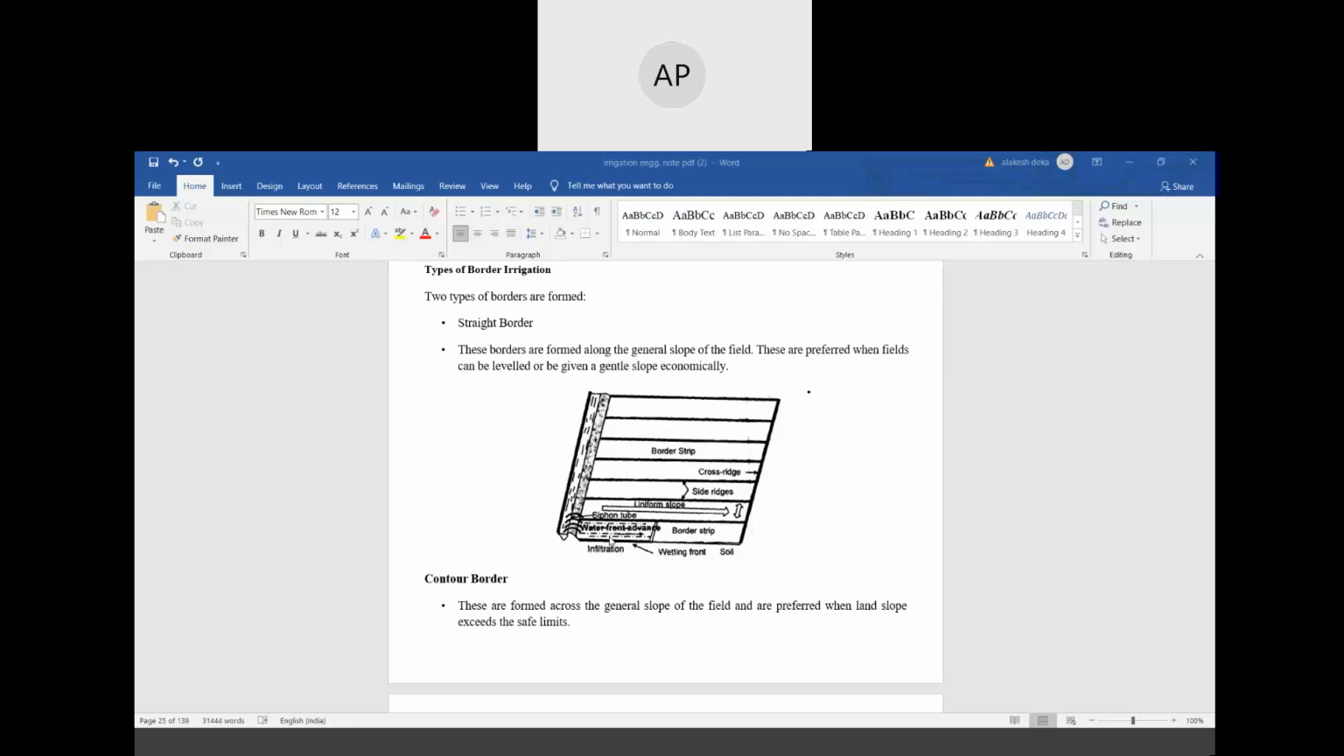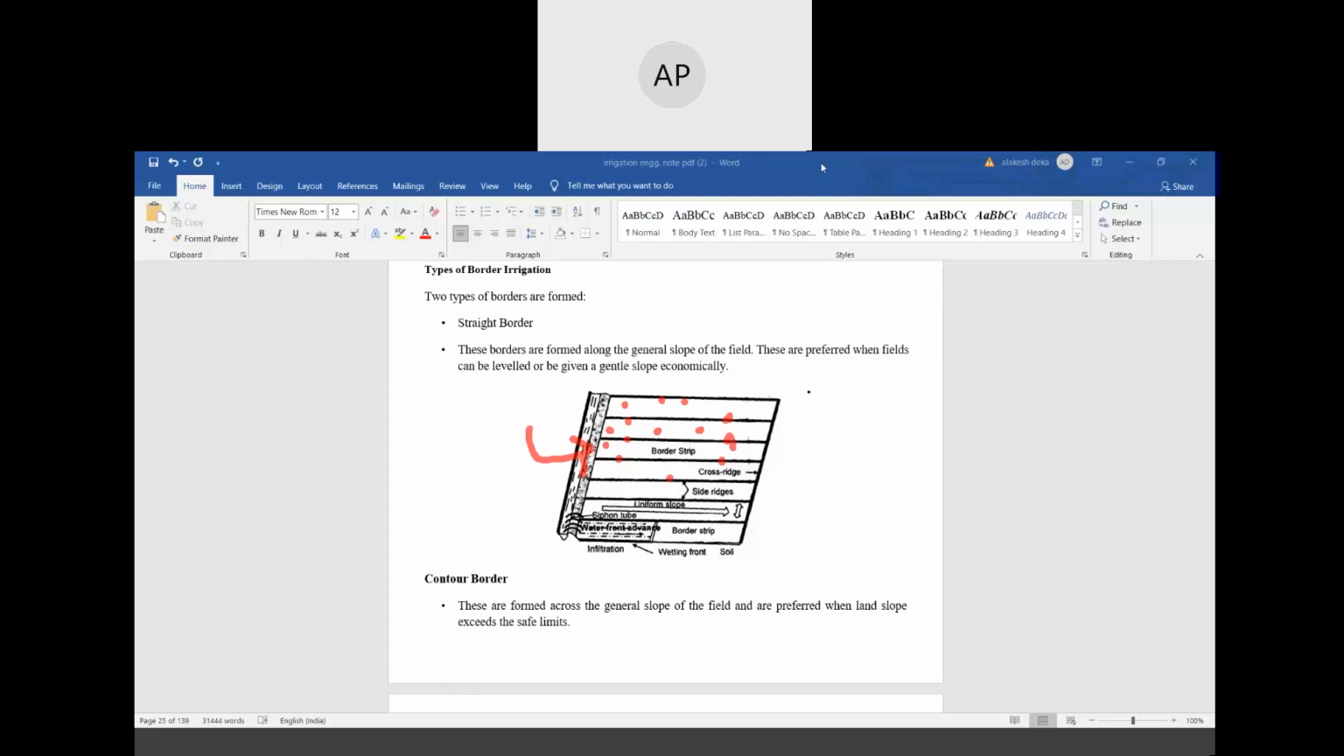In the figure you can see there are some borders. These are the border strips where water is added from one main channel, and here the crops are grown. Contour borders are formed across the general slope of the field and are preferred when the land slope exceeds the safe limits.